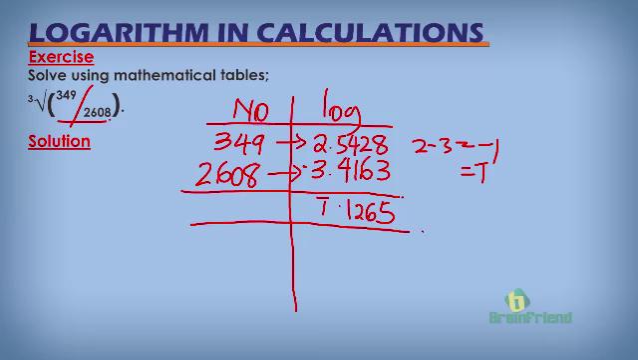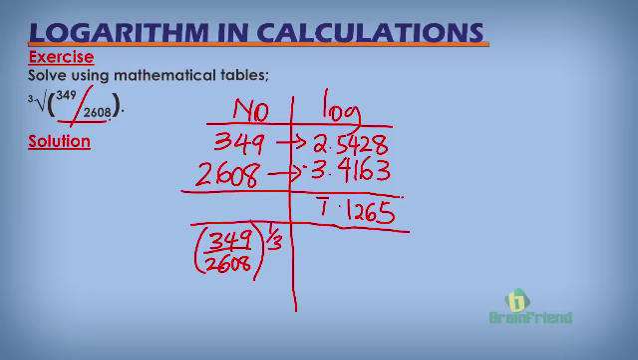All right, next, remember we're finding the cube root. In index form, this same question could be rewritten as 349 all over 2,608, all raised to 1 over 3. To write our value here in index form, since we already have a value for 349 divided by 2,608, which is bar 1.1265, we'll divide all of that by 3.